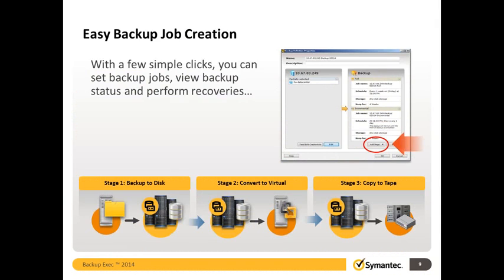So if you want to back up to disk, then replicate to disk and then out to tape, or back up to disk and then convert that to a virtual machine. And then once you've converted to a virtual machine, copy that backup out to tape. The possibilities are up to you, and as many stages as you want to add, you can add in.